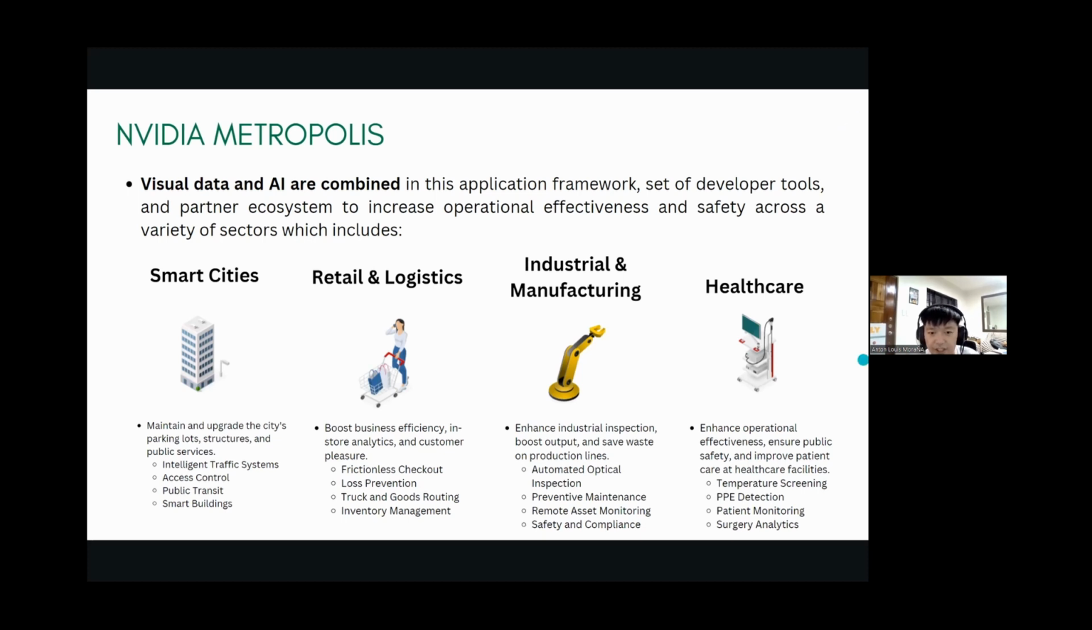And then there is industrial and manufacturing, to enhance industrial inspection, boost output, and save waste on production lines through automated optical inspection, preventive maintenance, remote asset monitoring, and safety and compliance. And the last would be healthcare. This enhances operational effectiveness, ensures public safety, and improves patient care at healthcare facilities through temperature screening, PPE detection, patient monitoring, and surgery analytics. Next slide, please.